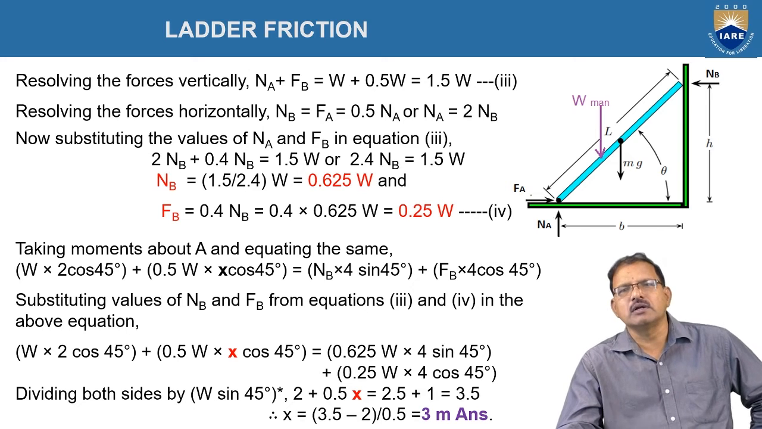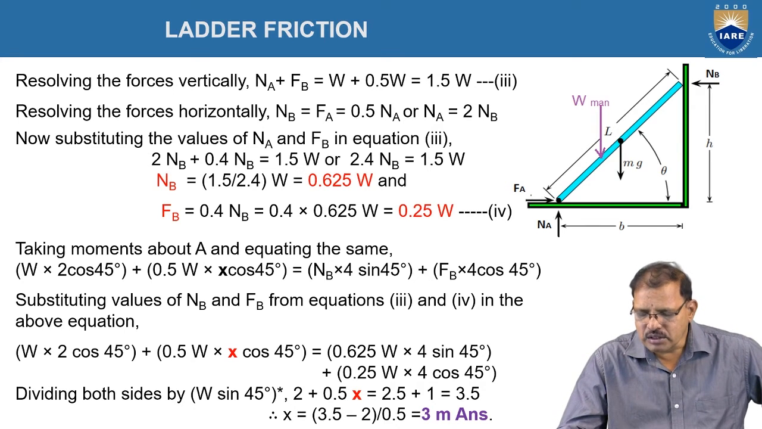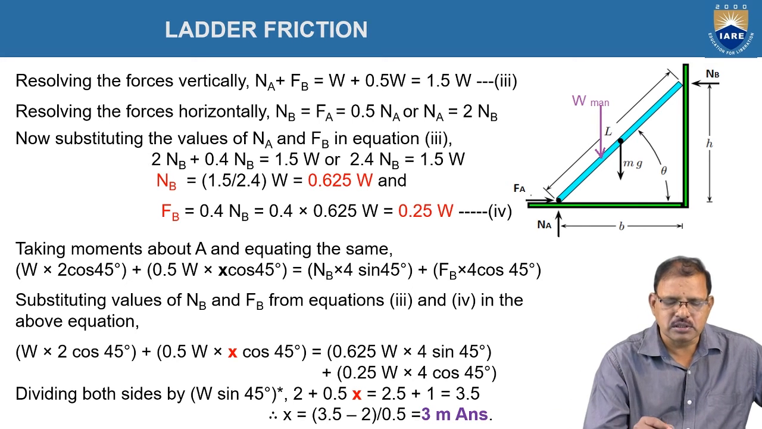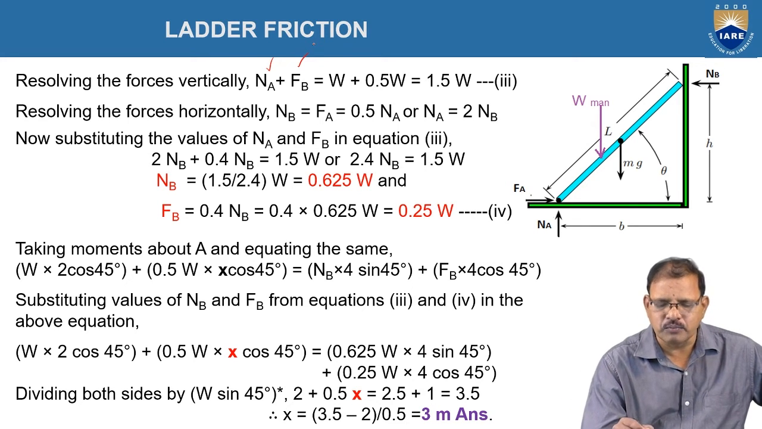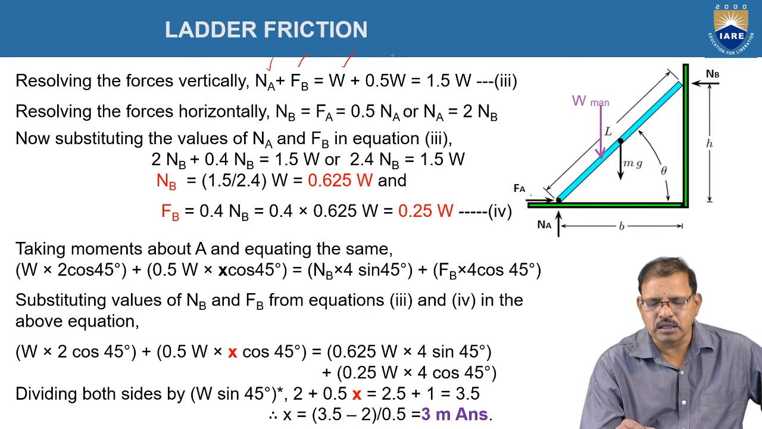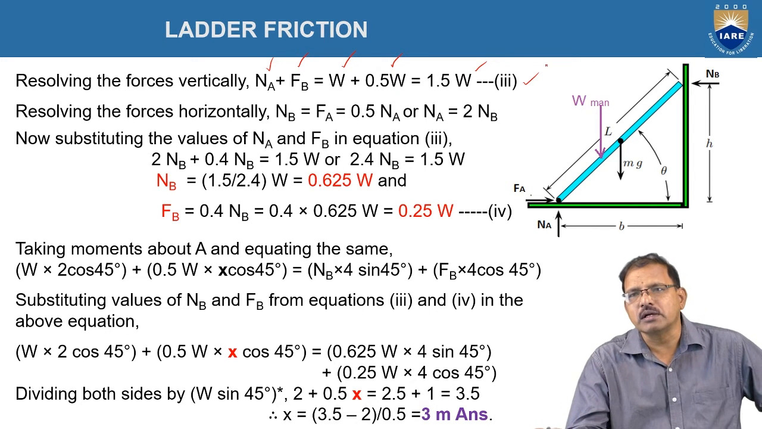The first one is resolving the forces vertically. The vertical force at A is acting in the upward direction, the weights are acting in the downward direction, and FB is also acting upward. So NA plus FB, both acting upward, while the weight of the ladder and the weight of the person act downward. Hence NA plus FB is equal to 1.5 W, which is equation number 3.